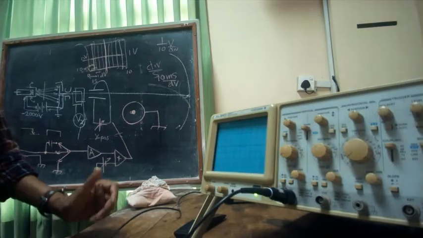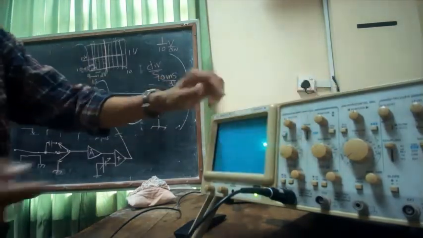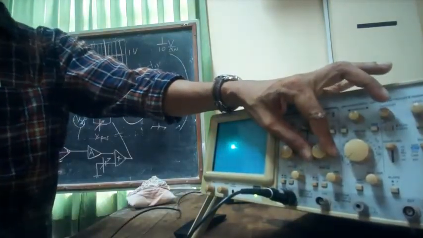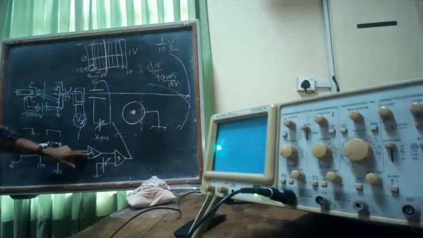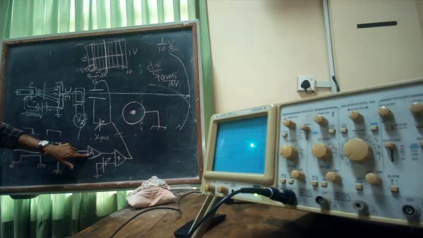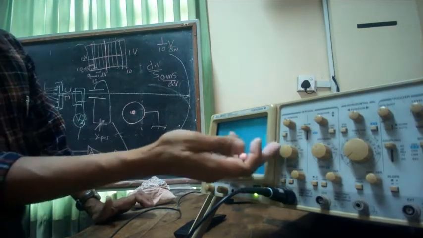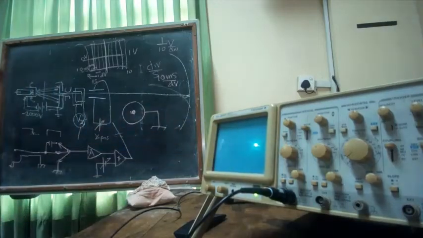And then this other vertical position knob, what it does is change the gain of this amplifier. There is a gain here, right? If it is just 1... Now I'm not talking about volts per division, whatever the amplifier, it has a gain.